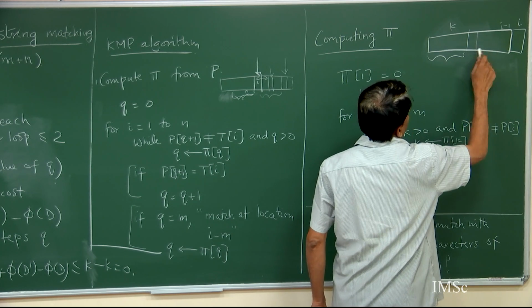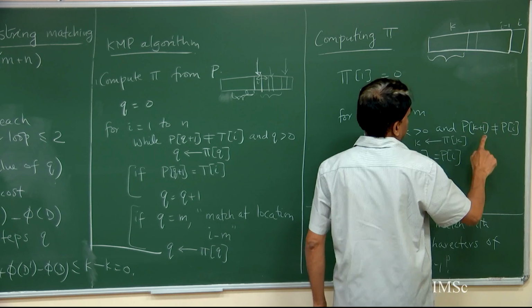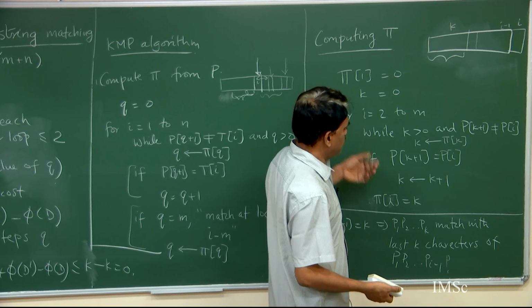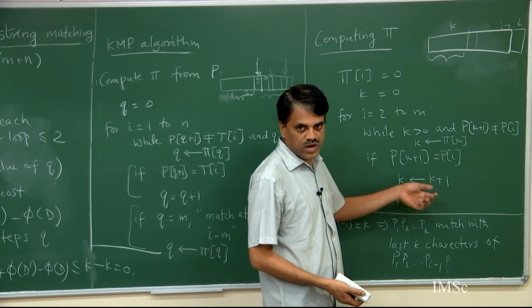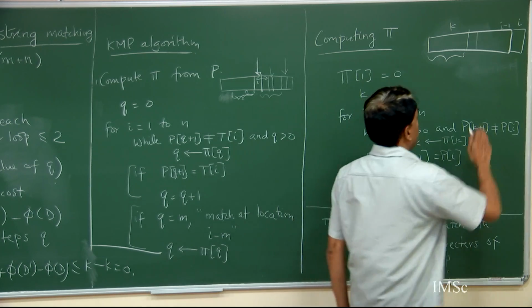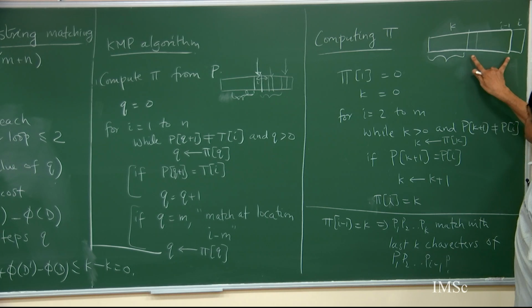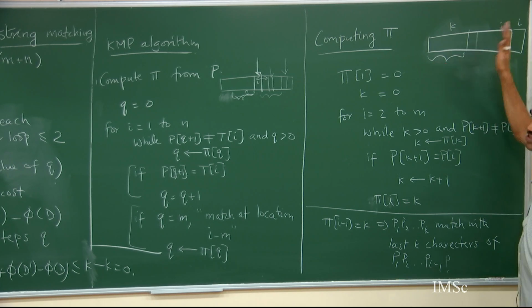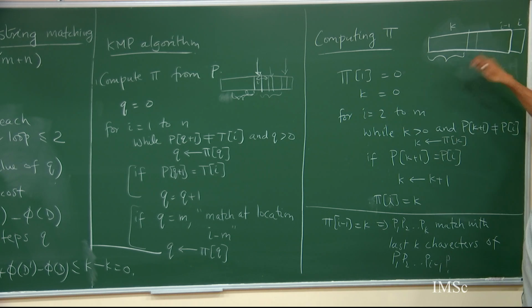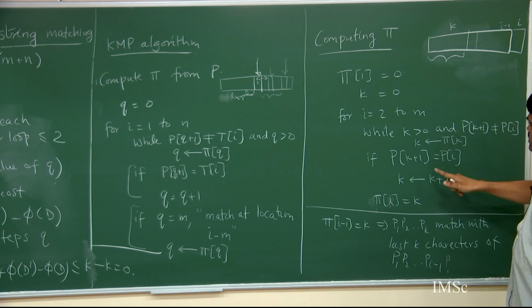So if p k plus 1 matches with the ith character, then I know that I have one more, so pi of I would be k plus 1. So I add 1 to k and simply say pi of I is k plus 1. But if it does not match, I am trying to match with the prefix of the pattern, and I know that I have matched so many characters here, but this one does not match. Then exactly like the way we did the pattern matching, I would apply pi, which tells me how much shift I have to do, right? That is what we are doing.